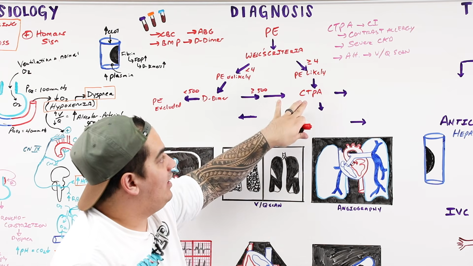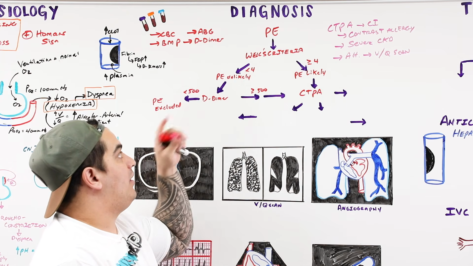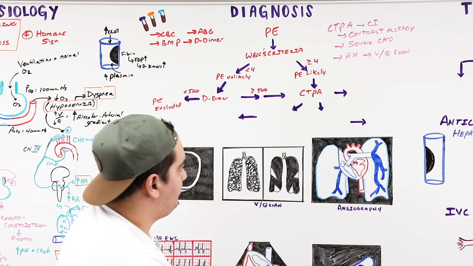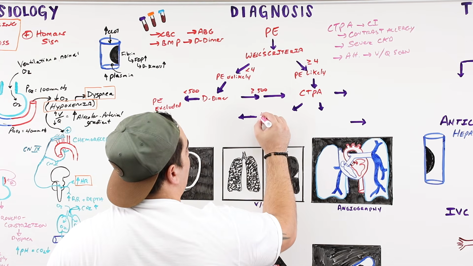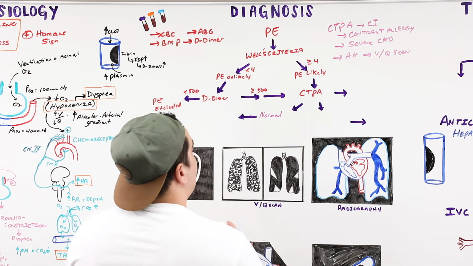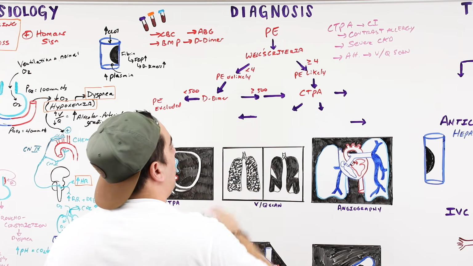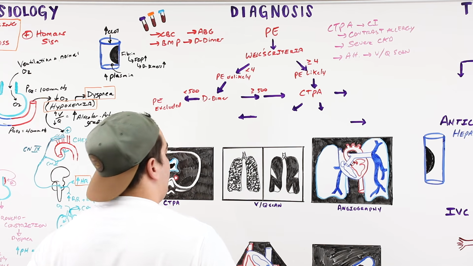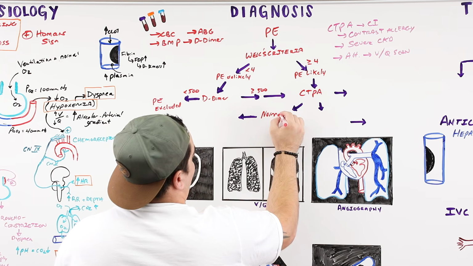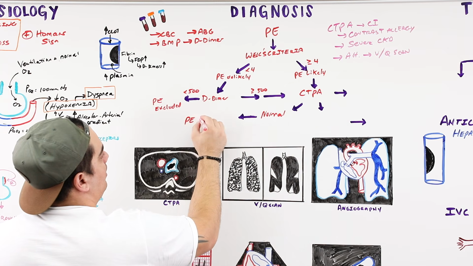Now, PE likely based upon the score, you get a CTPA. Or PE unlikely based upon the score, D-dimer elevated, you get a CTPA. Once the CTPA is done, if it is normal, this should be in red, what does that tell us? That means that there's no clot, no kind of blockage within the pulmonary circulation. So if there's no blockage within the pulmonary circulation, what can we say then? It's unlikely that there is a PE. So a PE can be excluded.